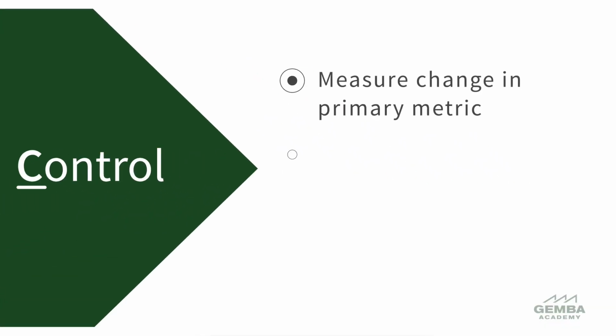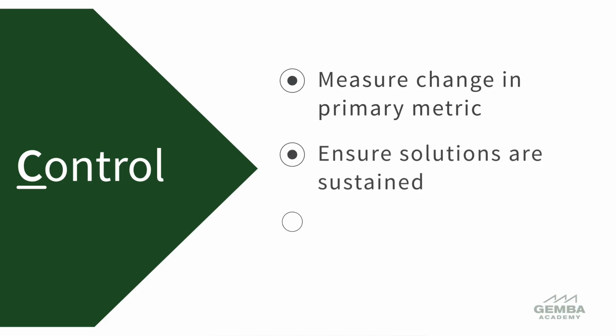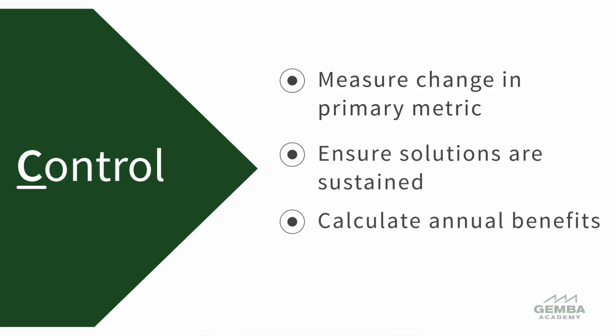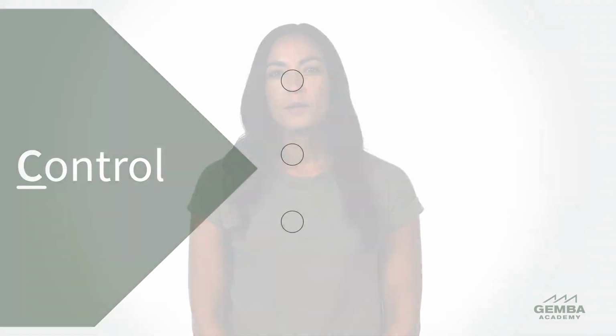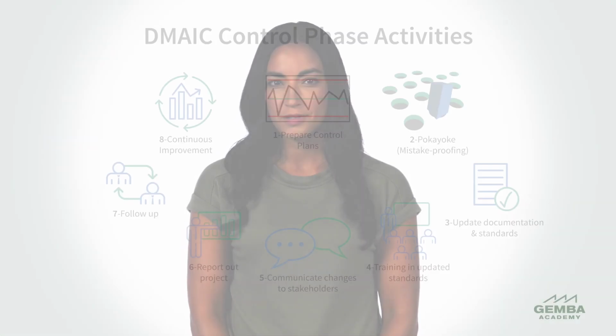We also close out the project by measuring the impact of the implemented changes on the primary metric and calculating the annual benefits of the process improvement. By the end of the sixth control phase activity, we should have thoroughly communicated the results of the improvement to the process owner, leadership, and sponsors, as well as to any stakeholders affected by the changes.